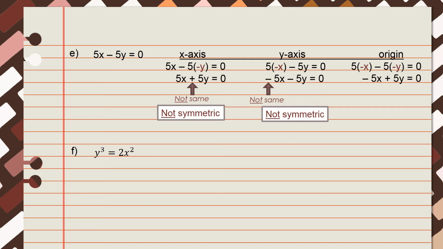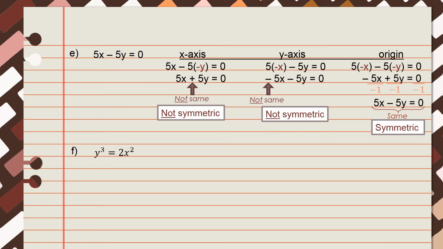Well, in this case, I'm actually going to divide every single term on the left and right side by negative 1. And so negative 5x divided by negative 1 creates a positive 5x. Positive 5y divided by a negative 1 is a negative 5y, and 0 divided by anything is 0. Now compare this to the original. Is it the same? Yes. Since it is the same, this is symmetric to the origin.